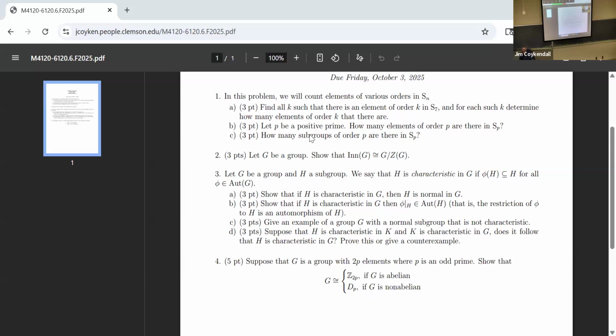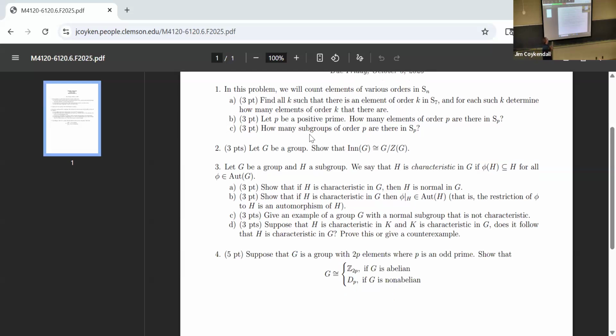Number 3. This problem is about characteristic subgroups. A characteristic subgroup is sort of like a normal subgroup on steroids. It's a stronger kind of condition. We say that H is characteristic in G if D of H is contained in H for every automorphism D of G. Show that if H is characteristic in G, then H is normal in G. So anything that's characteristic is normal.